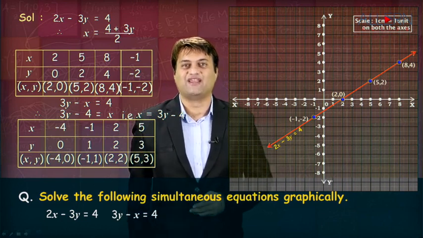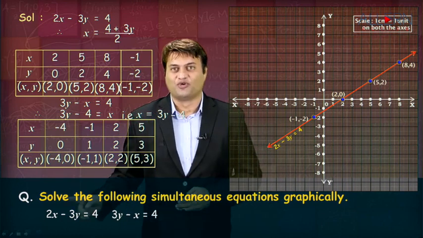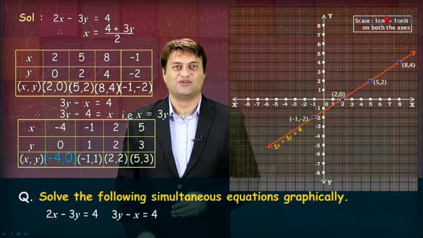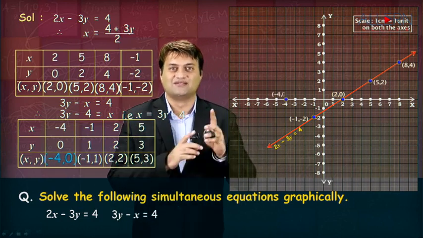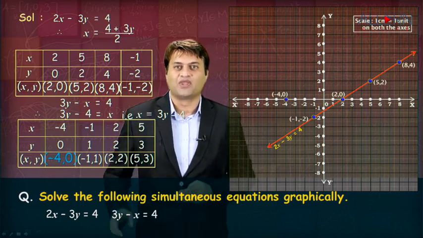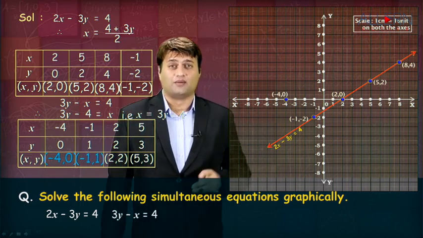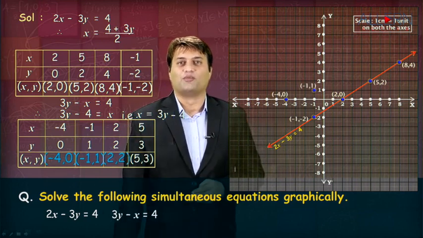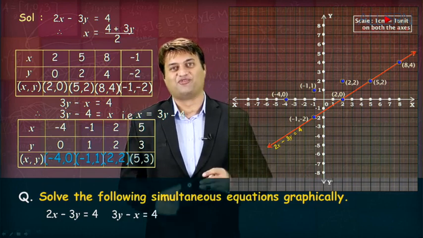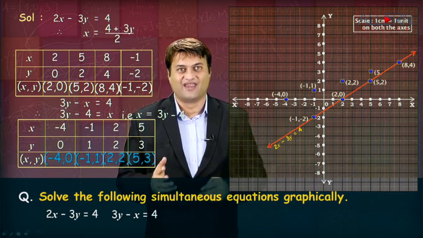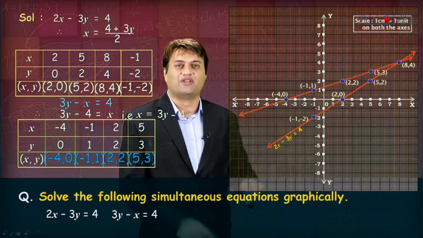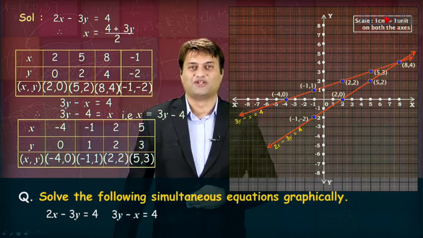Let's move on to the second table now. Minus 4 comma 0. Again the y coordinate is 0. The point will be on the x axis at minus 4. Minus 1 comma 1 in the second quadrant. 2 comma 2 in the first quadrant. And 5 comma 3 again in the first quadrant. You all can see all the 4 points are collinear. Join them. Don't forget to write the equation on it.